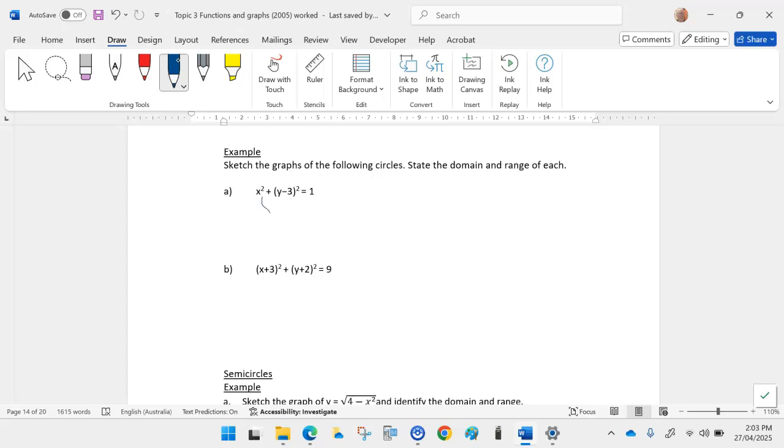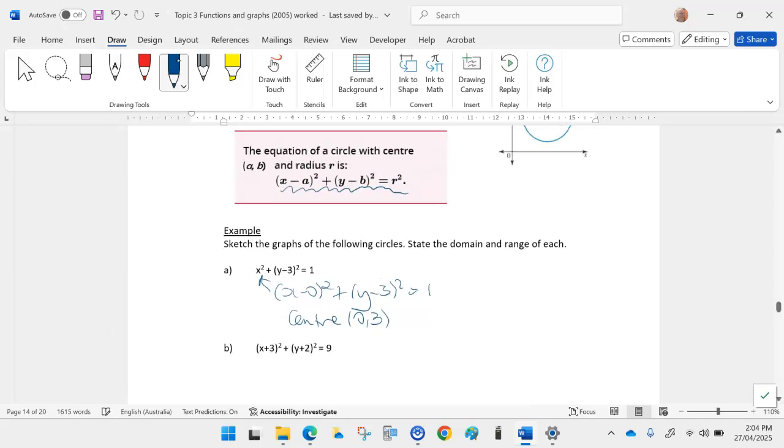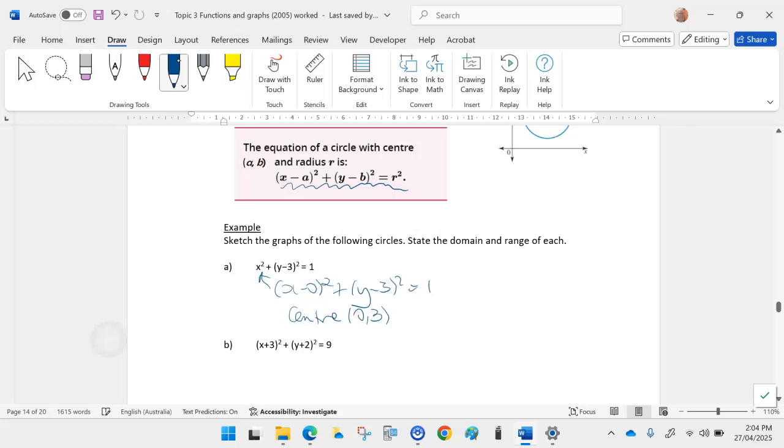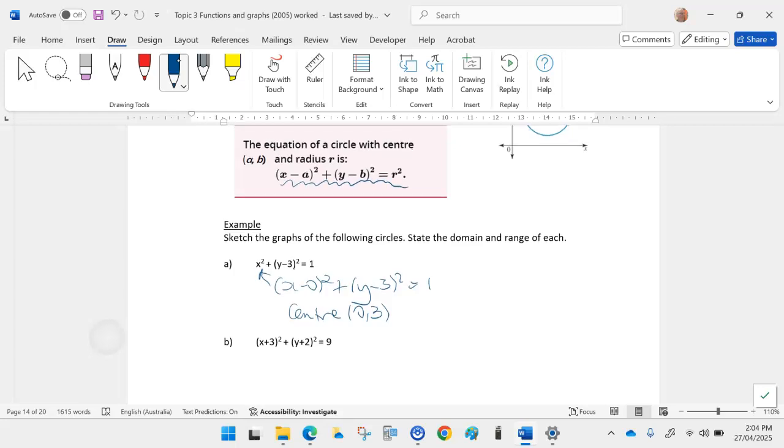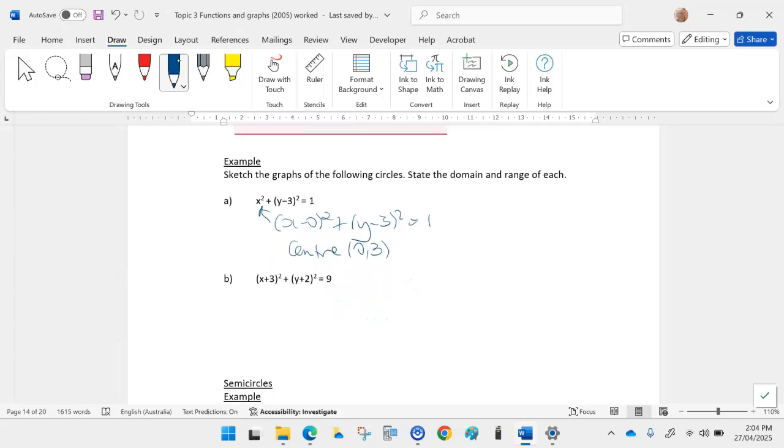would look better if I change my x squared into (x minus 0) squared. Agree? And keep the (y minus 3) squared, and that would equal 1. So putting it in that form, I can say straight away that the center of this circle is going to be (0, 3). Comparing it to the equation at the top, I've got x minus something, y minus something: x minus something is 0, y minus something is 3, so the center is (0, 3).